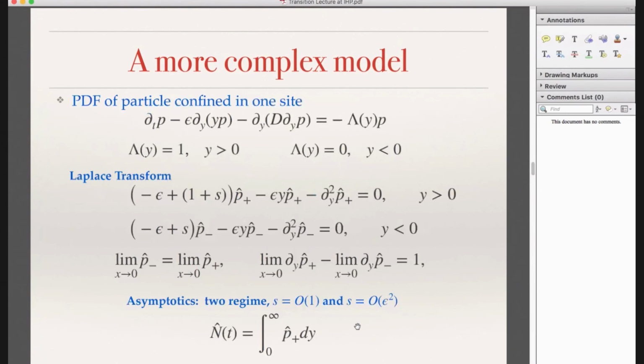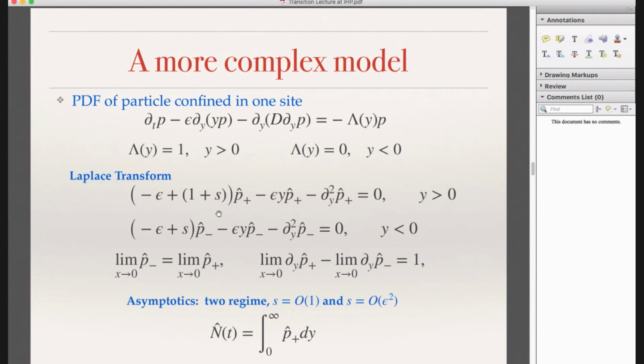Then we go to the PDE tool, trying to prove the same result. The idea is like this. It's the same model as I used before. The only difference is that we change the drift term into y instead of a piecewise constant, which helps us make the calculations easier.